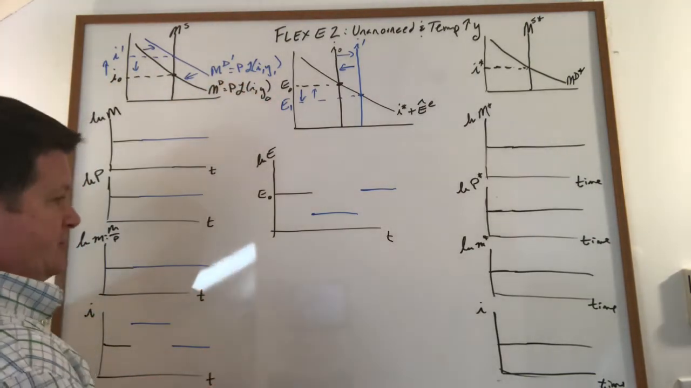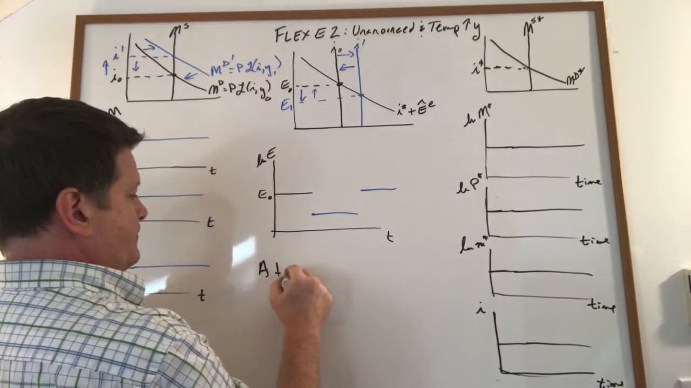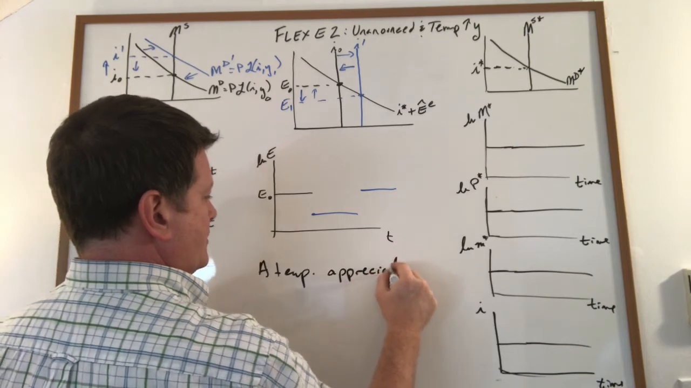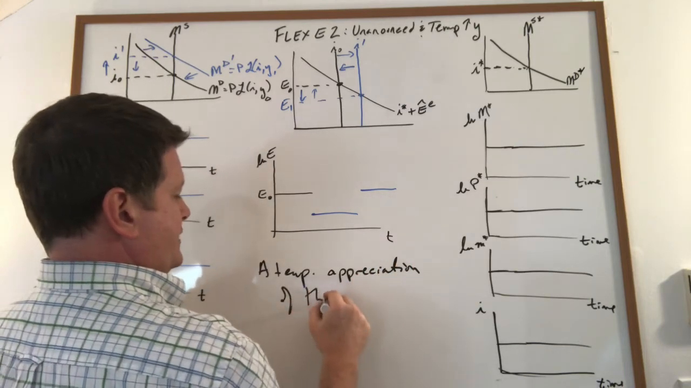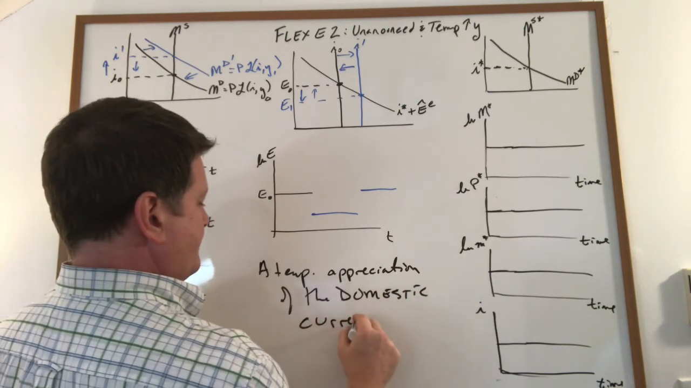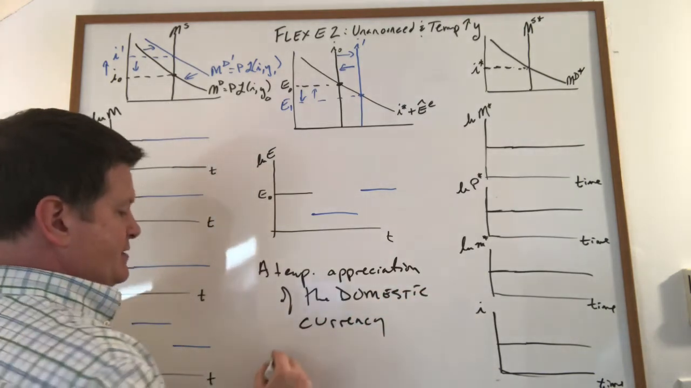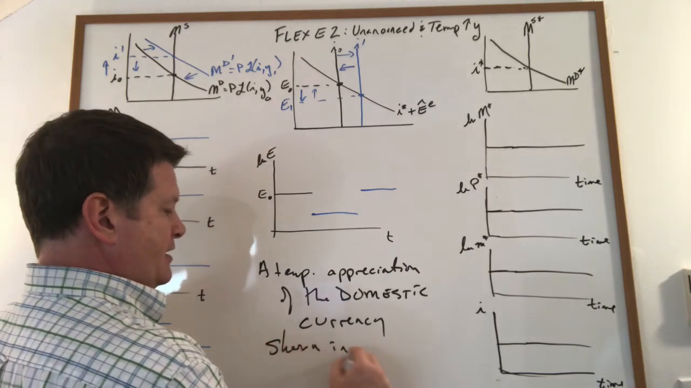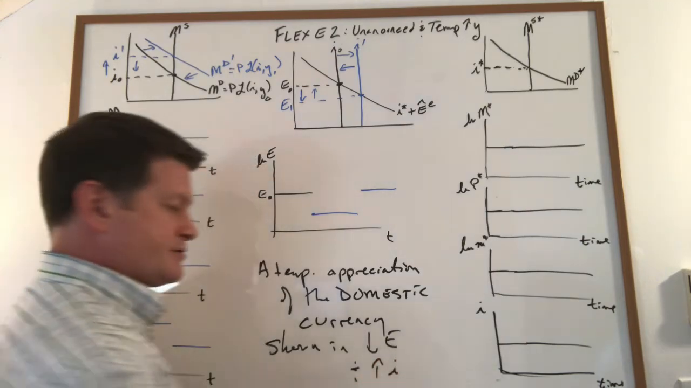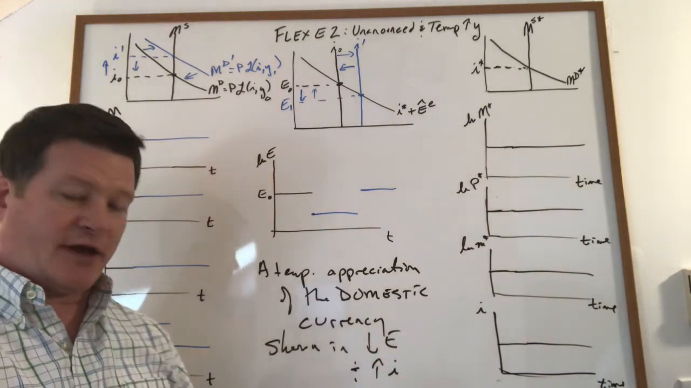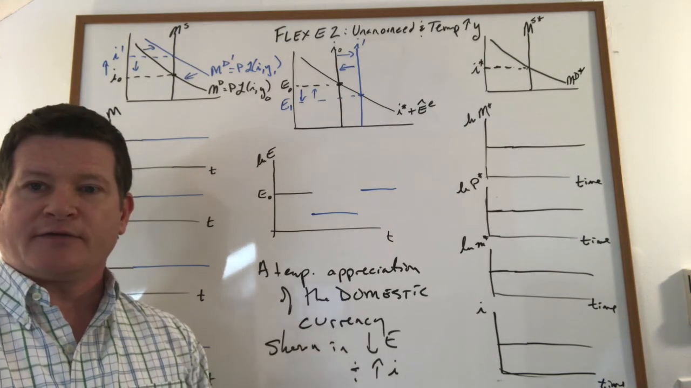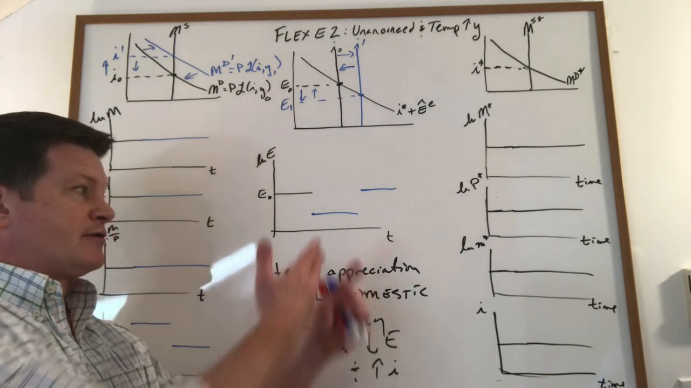So this did lead to a temporary appreciation of the domestic currency, which we see shown in the drop in E and the increase in the interest rate. Both of those things reflected a temporary appreciation or increase in the value of the domestic currency. Then everything returns back to where it was.